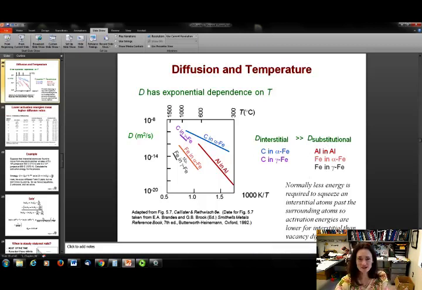Okay, so basically self-diffusion. If you look at that, you can see that the values here for D range from 10 to the minus 20 here on the bottom of the scale to 10 to the minus 8 on the top. And you can see that the values for the diffusion coefficient are a lot lower for the substitutional diffusion of the metals than for the interstitial diffusion of carbon in iron. Normally less energy is required to squeeze an interstitial atom past the surrounding atoms, so of course the activation energies are lower for interstitial than for vacancy diffusion.